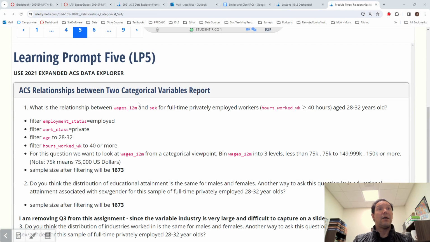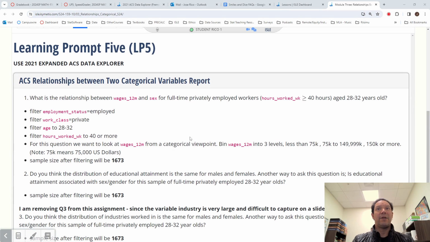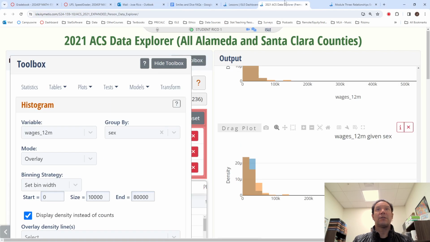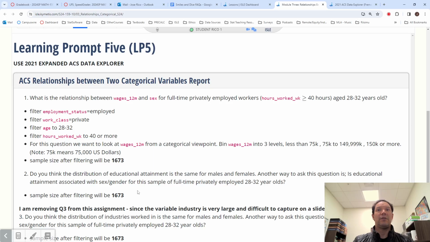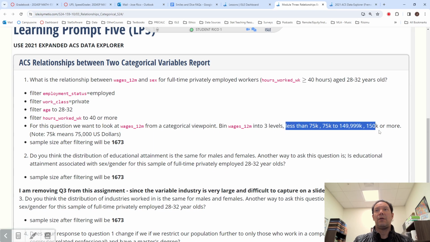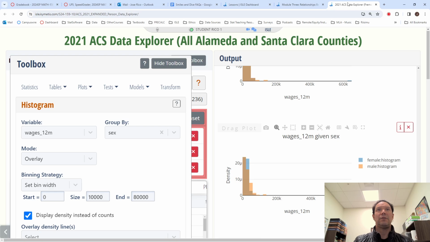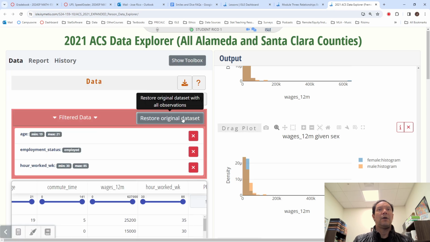Hello class, I'm going to go over learning prompt 5 for anyone who had trouble with this. This is all about contingency tables. So let's go to this assignment. The first thing we need to do is bin our wages. We're going to bin wages into these 3 levels. So let's do that real quickly.